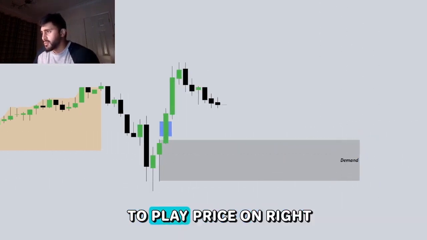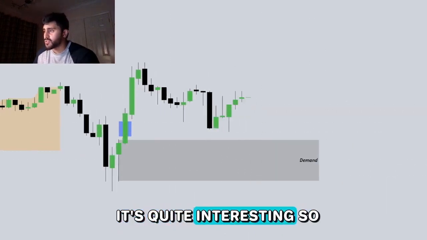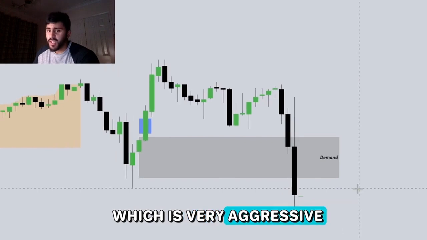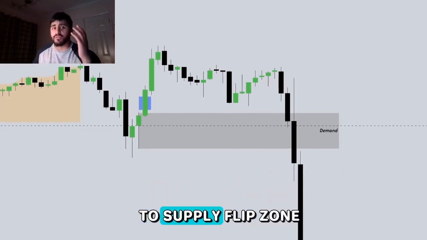So when we continue to play price on, right, we are looking for price and how it behaves in this region, right? It's quite interesting. So we had market open, which was very aggressive, and we broke with a body. This is what we call a demand to supply flip zone.